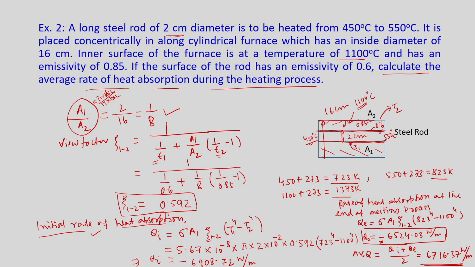So average heat absorption during the melting process will be 6716.37. Okay. No need to put this negative sign here, because this much heat is absorbed in the melting process, right. So this is an example of how to calculate the rate of heat transfer between two bodies, and we also learn how to use this view factor, right.